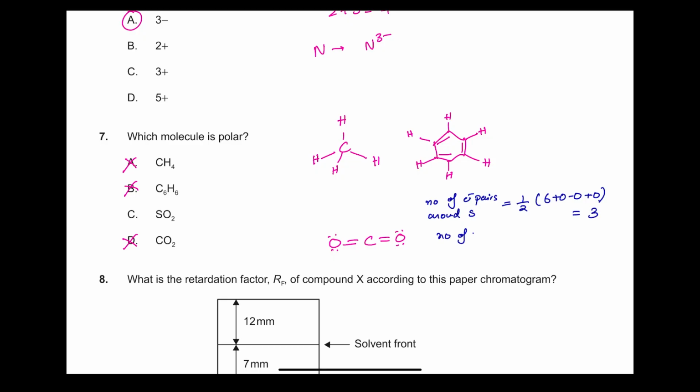Number of lone pairs around sulfur will be the number of electron pairs around sulfur minus the number of atoms surrounding sulfur. There is one lone pair on the sulfur atom. So SO2 looks like this. Because of the lone pair on the central atom, there will always be a dipole, and hence SO2 is your polar molecule.